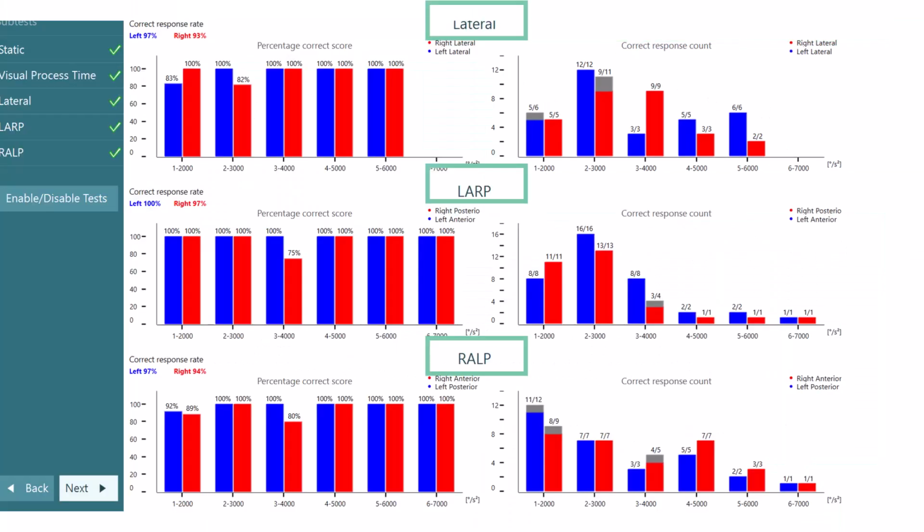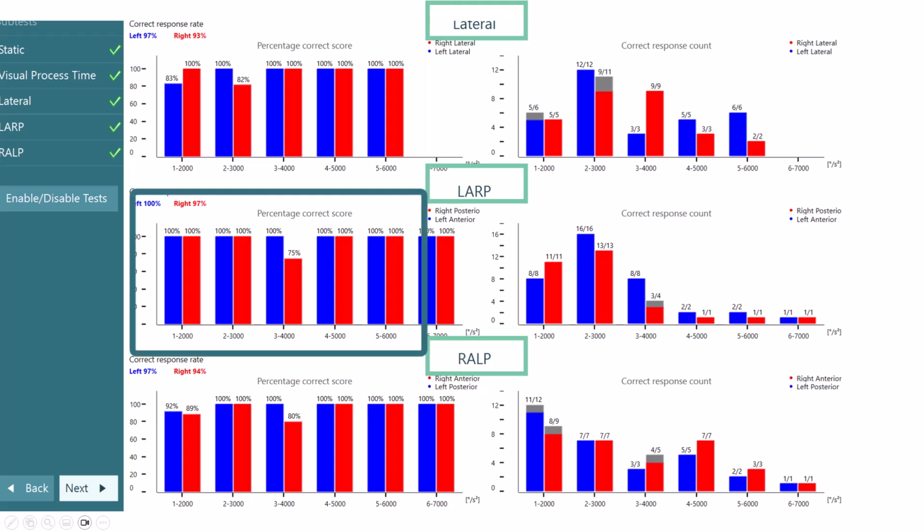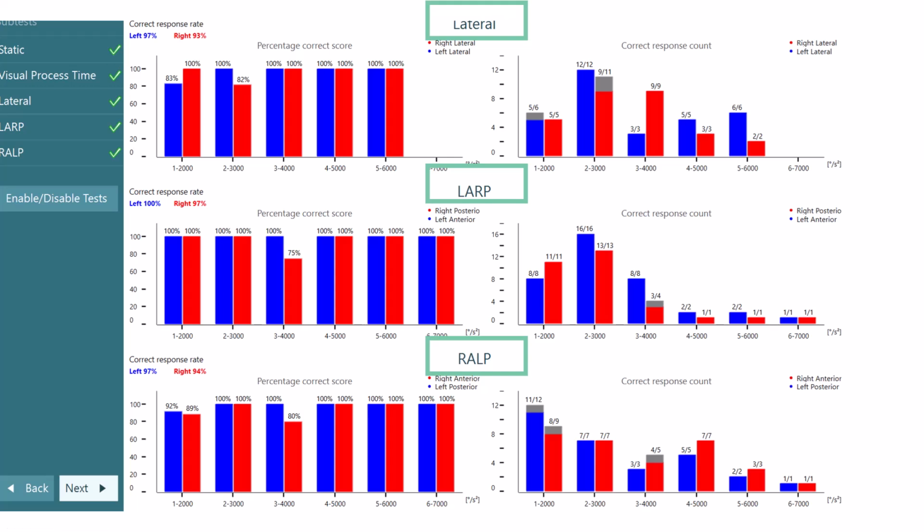Now, again, looking at our summary page, we've talked through this average correct response rate in the top left corner. On the left side of the screen, you've got your percentage correct score for lateral, LARP, and RALP canals. And then on the right side of the screen is your correct response count, again, for lateral, LARP, and RALP canals. If you are to perform more than one assessment on each canal plane, you will see, like you do in our other tests, a little black arrow that pops up next to the title for the test, and you are able to toggle between which test you want to display on this summary screen.